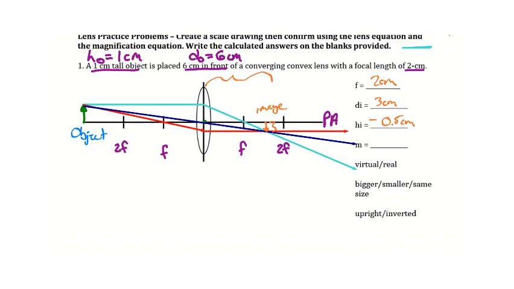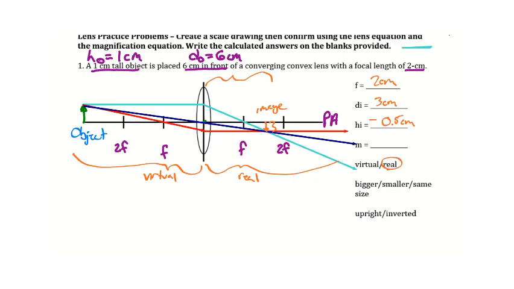Now let's classify our image. Was it real or virtual? Well, real means it can be projected onto a screen. Real also means that it's on the opposite side of the lens as the object. So in other words, if it is a real image, it will always appear over here. If it is a virtual image, it will always appear over here. And you can see our image is definitely on the real side of the lens.